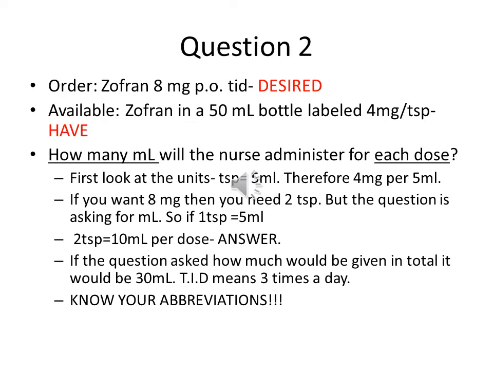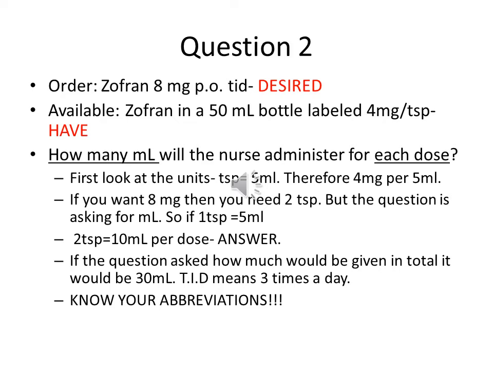Here I give you another example. The order is asking for Zofran, 8 milligrams, by mouth, TID. TID means 3 times a day, okay? Now you also want to make sure that you're focusing on whether they're asking for each dose versus how much you would give in total in the day. That will give you 2 very different answers. So please be careful about your abbreviations, but also pay attention to what the question is asking you.